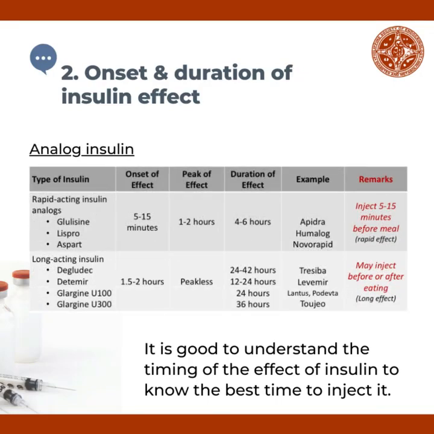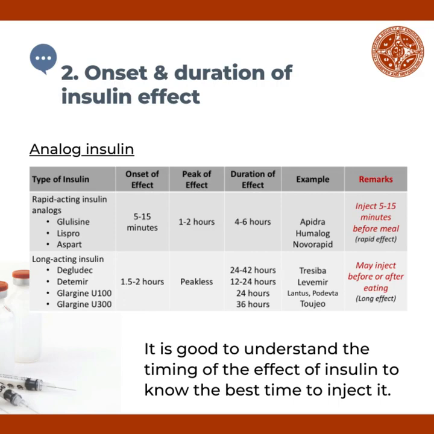There are 2 types of insulin analogs, the rapid and the long-acting insulin analogs. The onset of effect for rapid-acting insulin analogs is at 5 to 15 minutes, peak effect at 1 to 2 hours, and duration of effect at 4 to 6 hours. Examples are insulin glulisine or Apidra, insulin Lispro or Humalog, and insulin Aspart or Novorapid. These are all injected 5 to 15 minutes before meals.